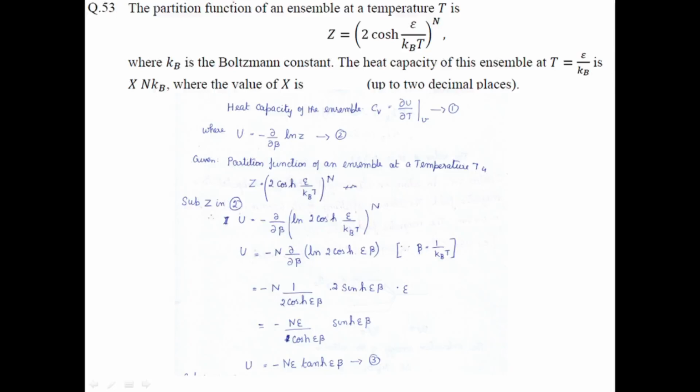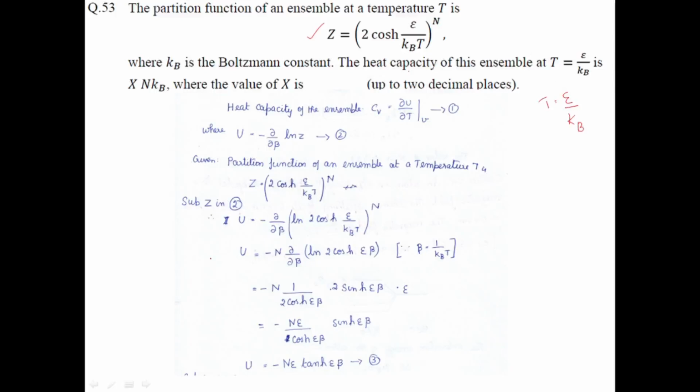Question: the partition function of an ensemble at a temperature T is Z is equal to 2 cosh of E divided by kBT, the whole power n, where Kb is the Boltzmann constant. The heat capacity of this ensemble at T is equal to E divided by Kb is x into n Kb, where the value of x is dash. So in the question, they have given a partition function and they have asked us to find the heat capacity at the temperature T is equal to E divided by Kb.